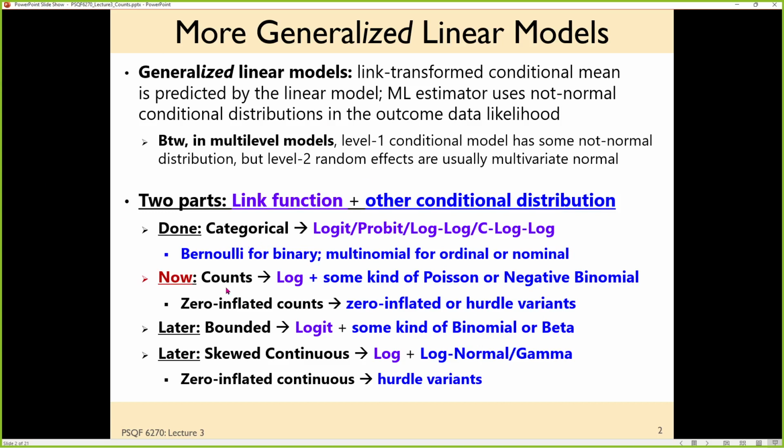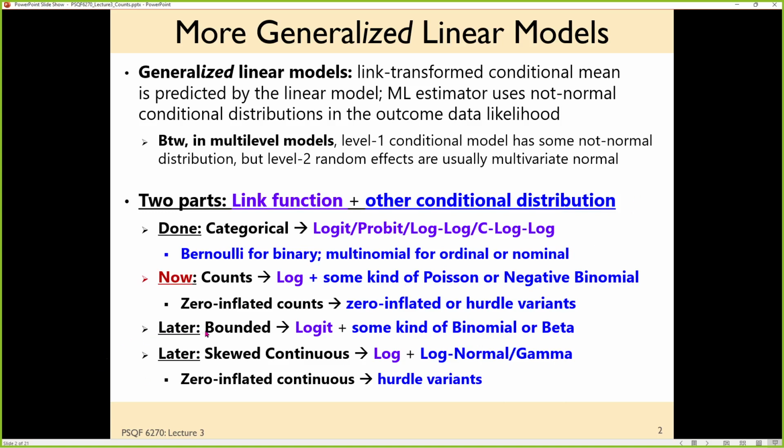But anyway, so for counts, the easy part is the link. It's going to be log. There are other choices, but I've never actually seen them used, and they're hella confusing. So log is going to be our story. The issue is going to be what happens with respect to the residuals and whether or not we need some kind of extra variance relative to what the distribution expects.